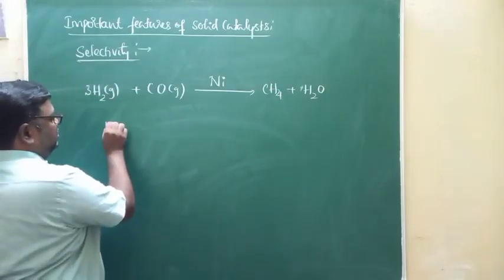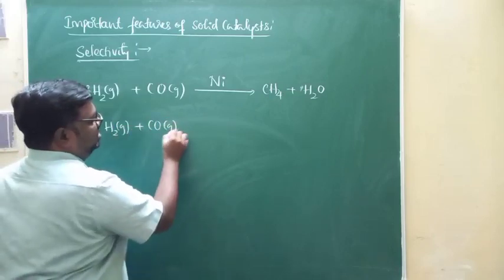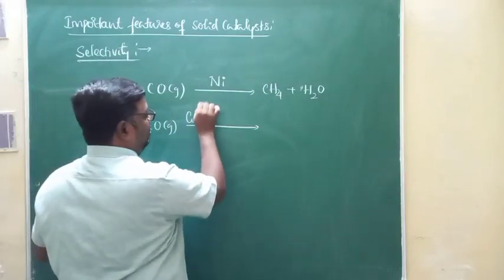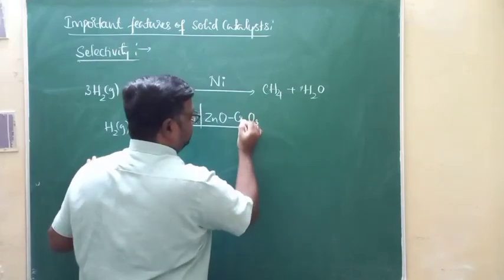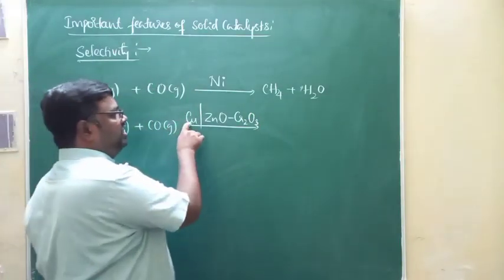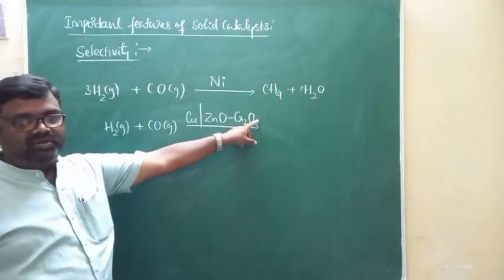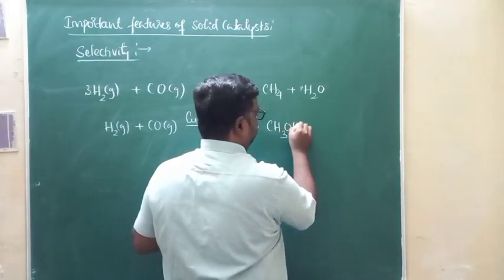If the same reacting molecules are allowed to undergo chemical reaction in presence of one more catalyst, that is by using copper in presence of zinc oxide and chromium oxide, ZnO, Cr2O3, the product of the reaction will be, look at this, CH3OH.